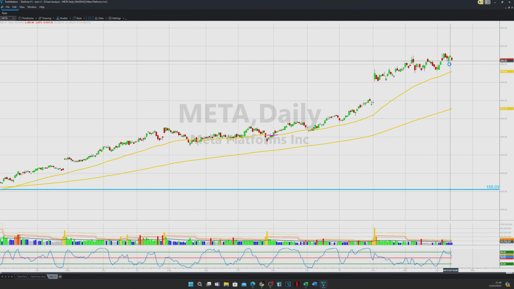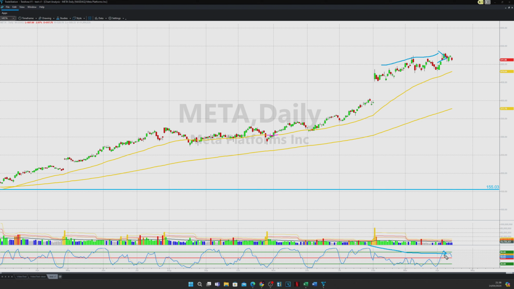Meta. Meta also sideways move, didn't do much. Boring. Some sort of reversal sign. You're gonna see this is moving up, this is moving down. If it crosses the 50, moving for the downside. Nothing much to say about it here.